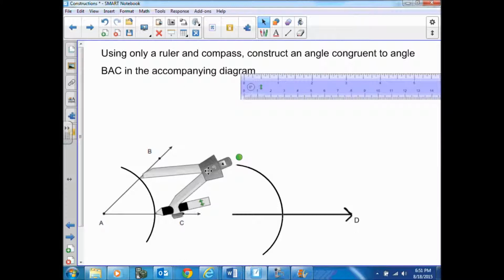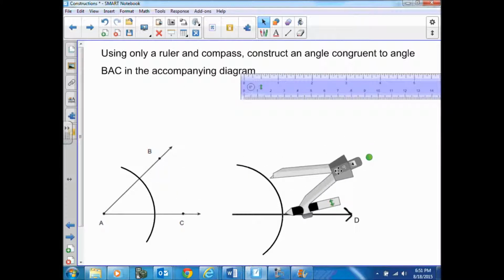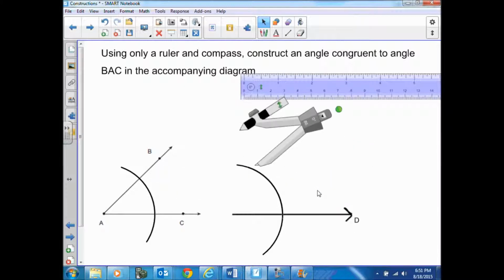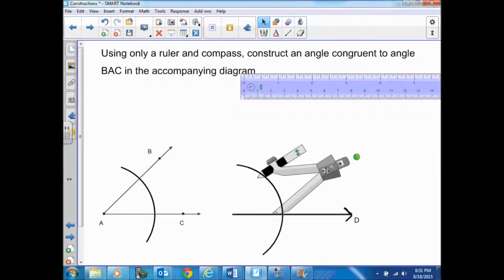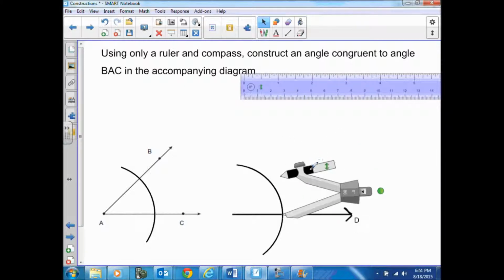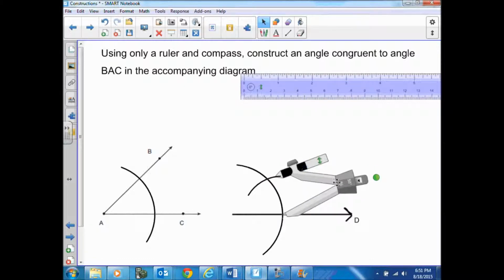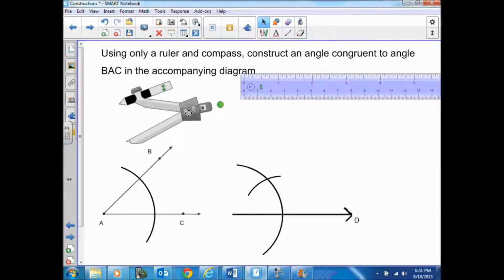So now I'm going to take that, I'm going to go over here, and now I'm going to put the point here. And I'm going to swing another arc. There we go. Okay, so I swung my arc. Now I have an intersection point.